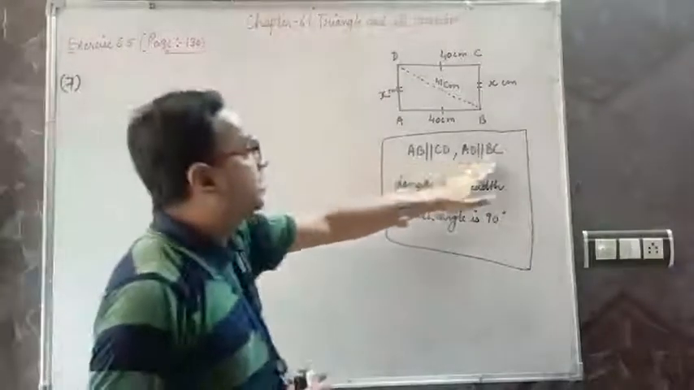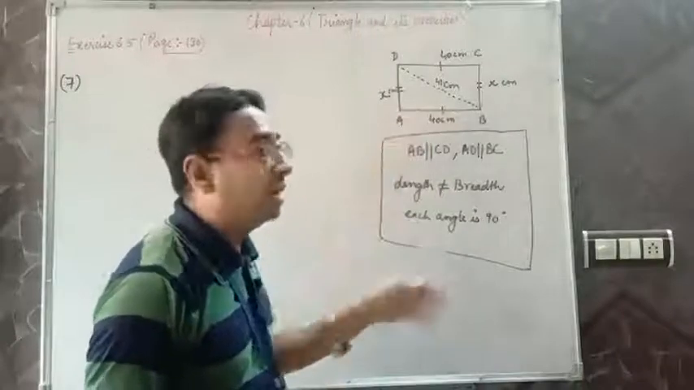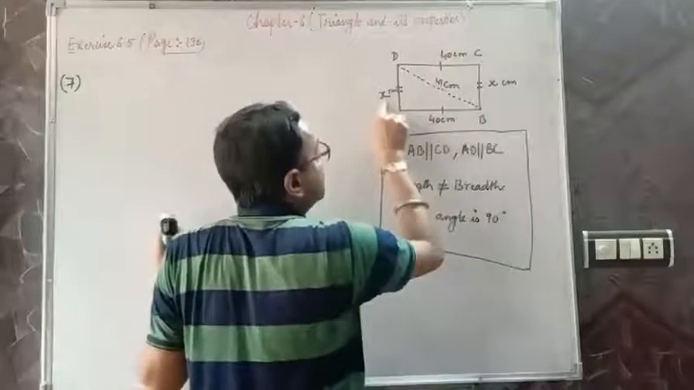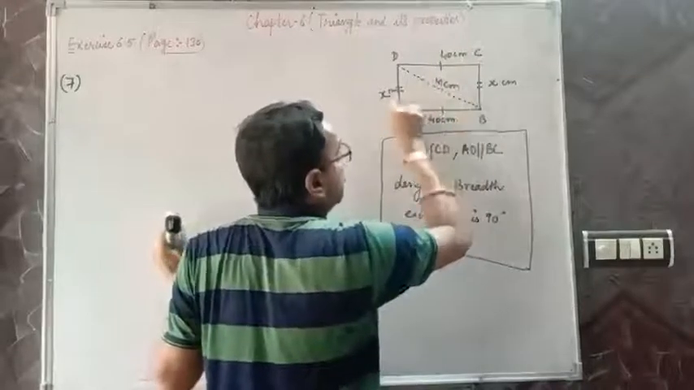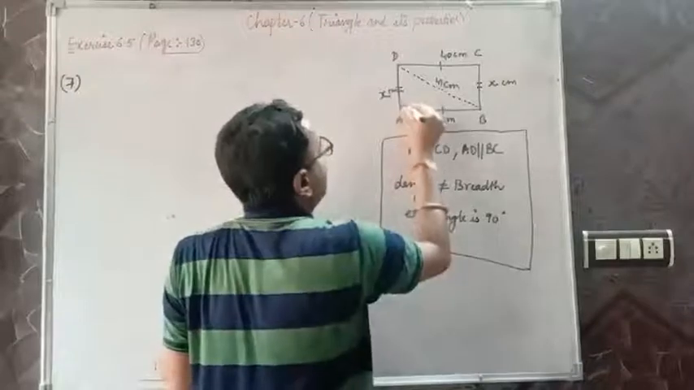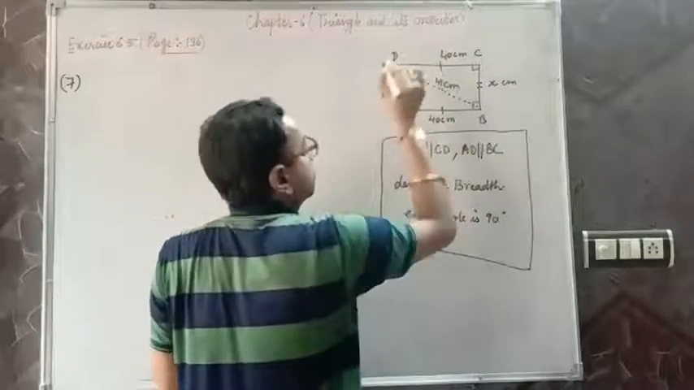AB is parallel to CD. This is the condition of a rectangle, and each angle is 90 degrees. If this is 40, this is also 40 because both are length. If this is x, this is breadth, and this is also breadth, both are x centimeter. And obviously it's a rectangle, so each angle will be 90 degrees. This is also 90, this is also 90, this is also 90, this is also 90.